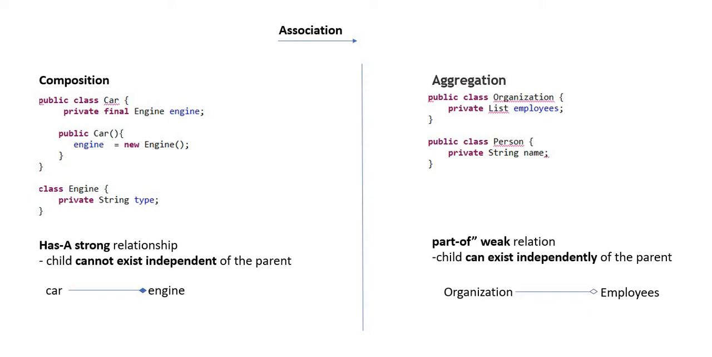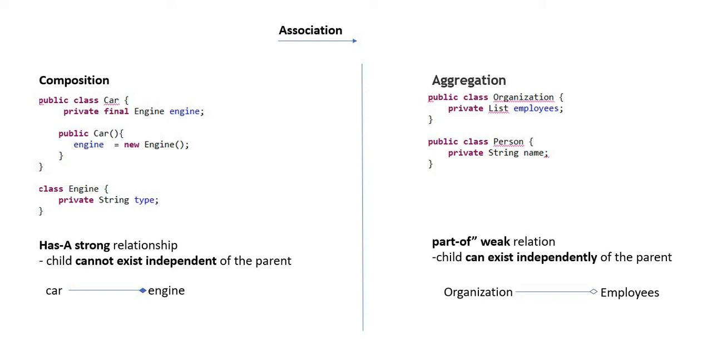So I am creating a relationship between the employee and the department. So association is nothing but creating, binding the relationship between the employees and the department. And there are two types of associations in Java. One is composition and another one is aggregation.